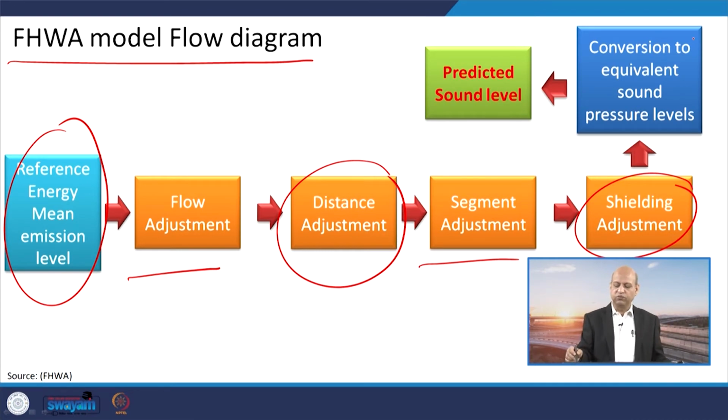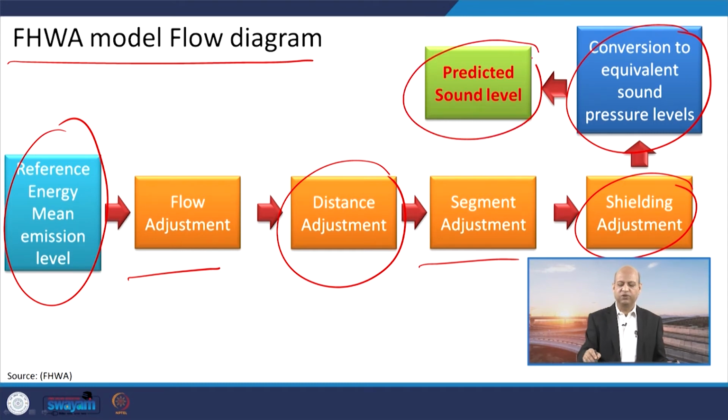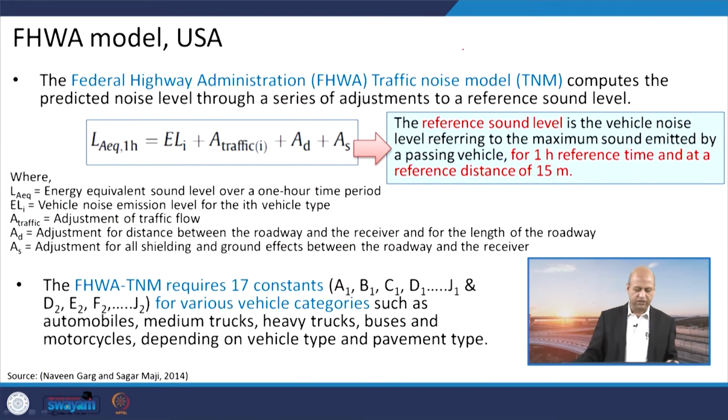Then conversion to equivalent sound pressure level. So, ultimately how much noise is being received by the receptor, and because noise also fluctuates, but we want to estimate an average value, we convert it into an equivalent value of this noise. So, that predicted sound level is expressed in those terms which we will see, like here this LAeq. So, this is the energy equivalent sound level, okay, LAeq, that is over a 1 hour time period.